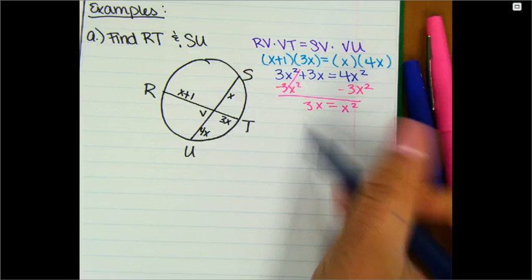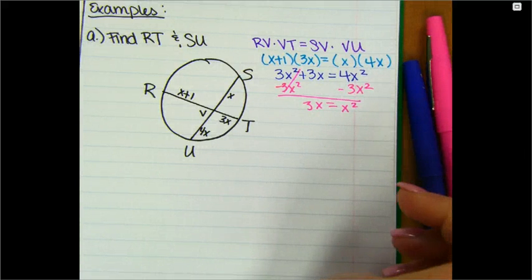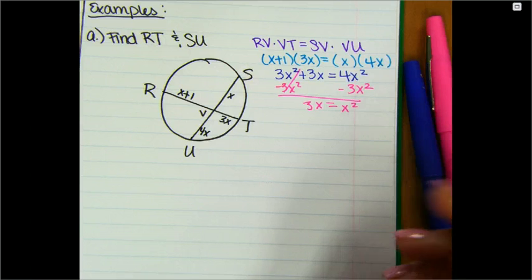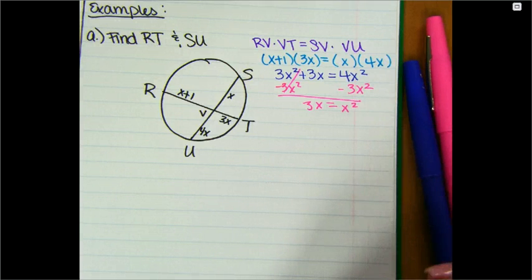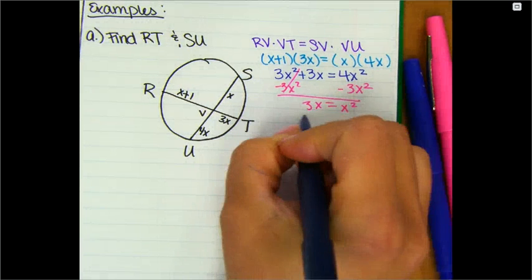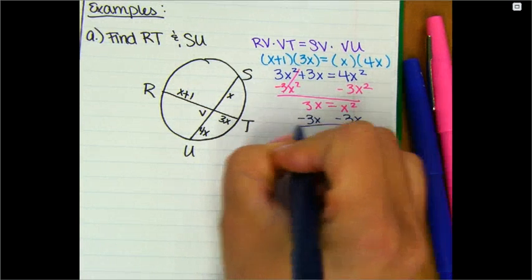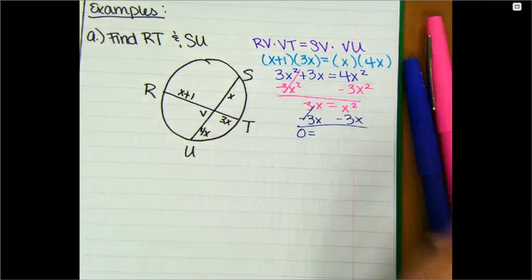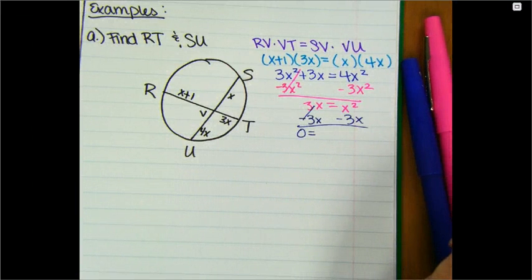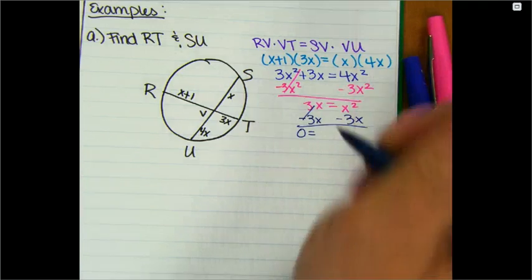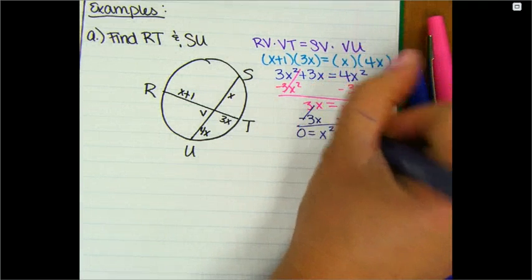Subtract 3x from both sides. So it equals 0. It needs to be in standard order: x squared minus 3x equals 0.